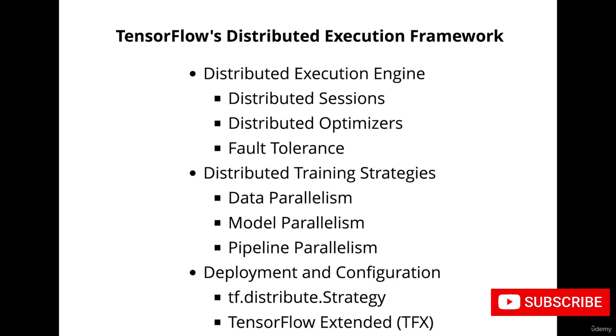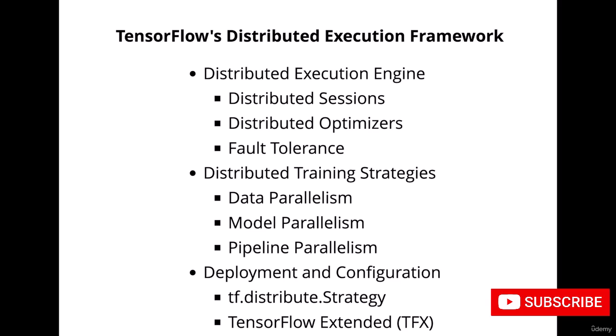Pipeline parallelism. Pipeline parallelism divides the computation graph into stages, with each stage running on a separate device or machine. Data flows through the pipeline and computations are overlapped to improve throughput. TensorFlow's tf.distribute.strategy can be used to implement pipeline parallelism by partitioning the computation graph and coordinating the execution of stages across devices. The third one is deployment and configuration.